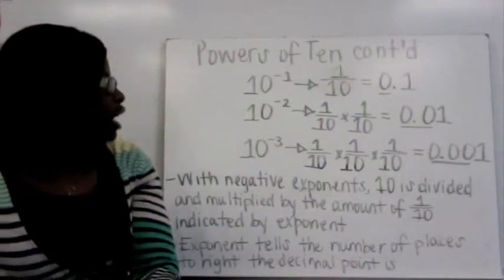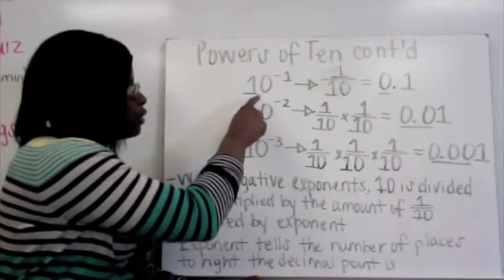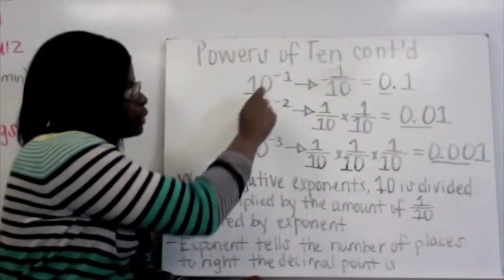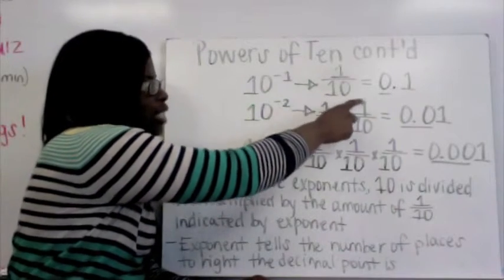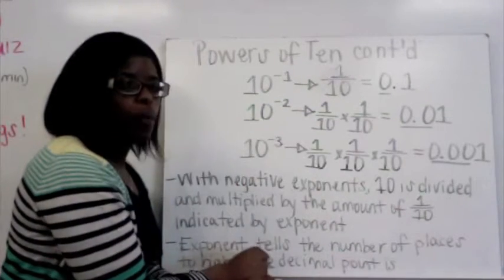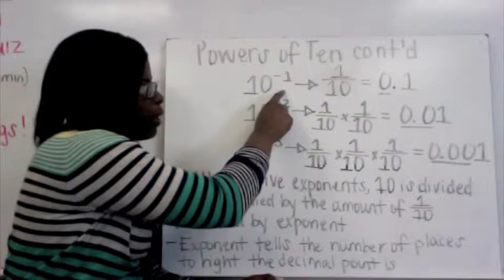So we're going to continue talking about powers of 10. This time, if you notice, our exponents are now negative. So now when I see 10 to the negative first power, that's going to indicate division. So 1 divided by 10 is going to give me 0.1, which is the same thing as this 10 to the negative first power.